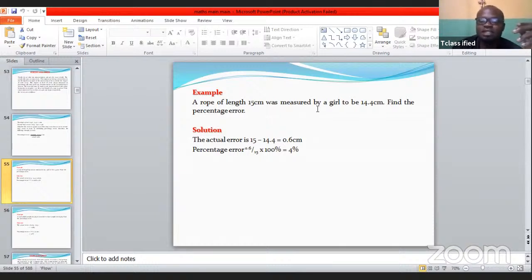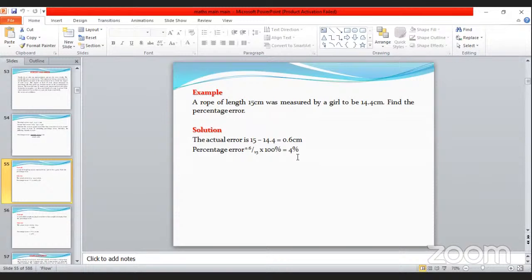To find the percentage error, what you must do is that the bigger value, which is 15, minus the smaller value, which is 14.4, gives you error. So that error all over the actual length times 100 over 1 gives you the percentage error, in this case, 4%. Oluwaseyi, these calculations, are they clear? Yes, sir. Okay, so let's move forward.